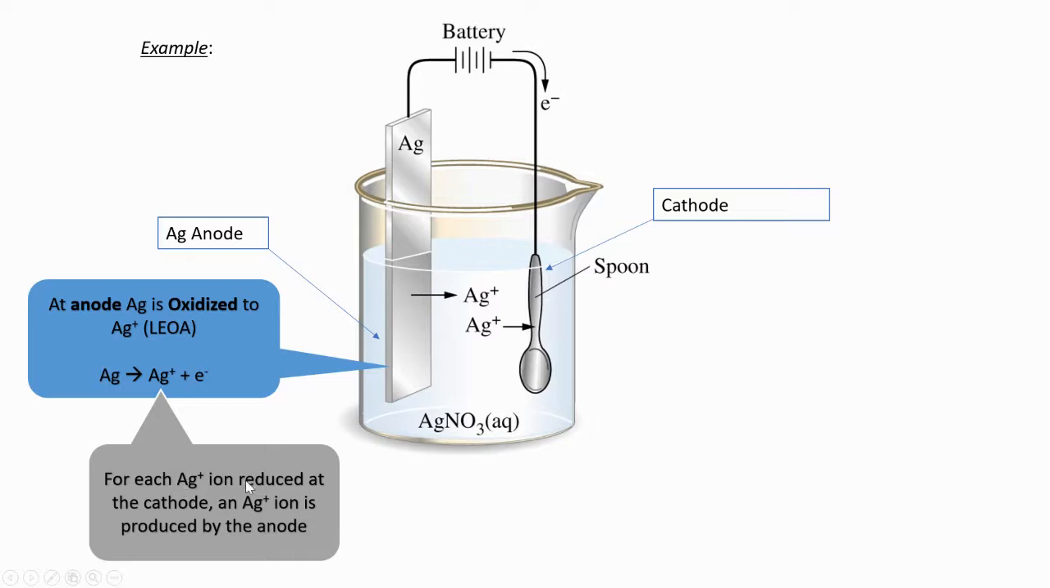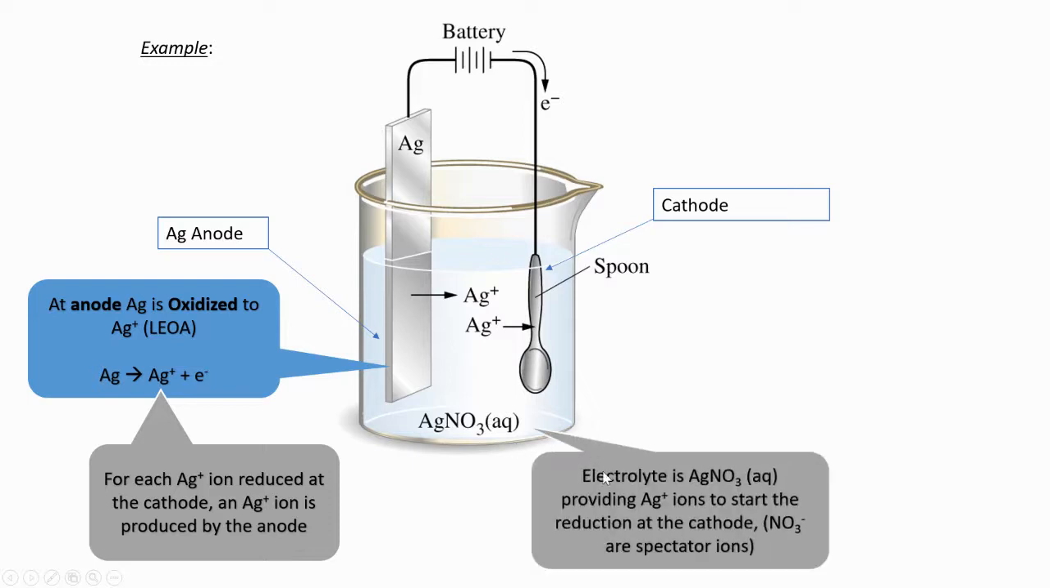So basically, for each silver ion that's reduced at the cathode, another silver ion is being produced by the anode. So it's continuously replenishing the solution. Another thing to note is that our electrolyte will have the ion in the solution. So in here we have our silver nitrate, and this is providing silver ions to start the reaction, right? So we didn't have to run it for a while, wait for the oxidation to happen, and then the reduction. We already have silver ions floating around the solution, and they can get plated right onto the cathode right away.